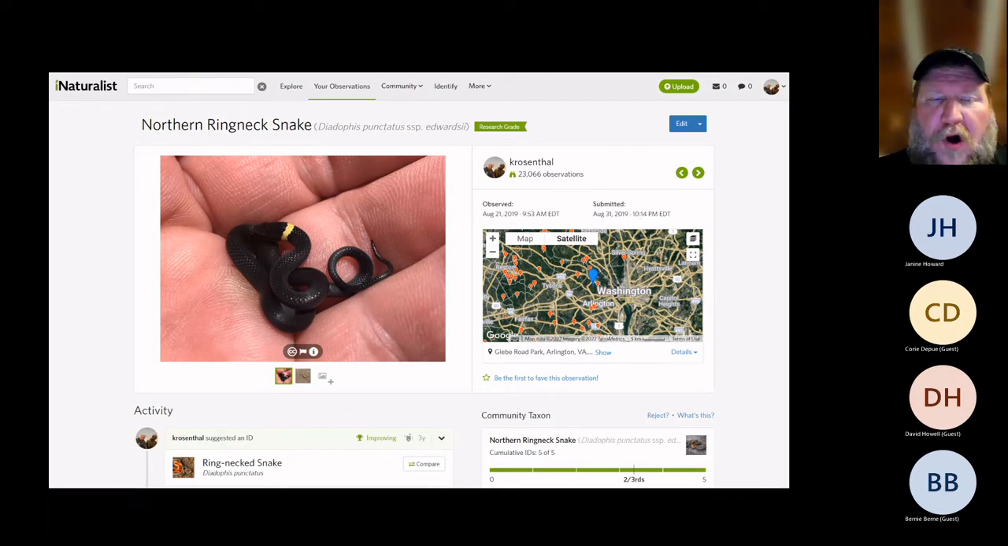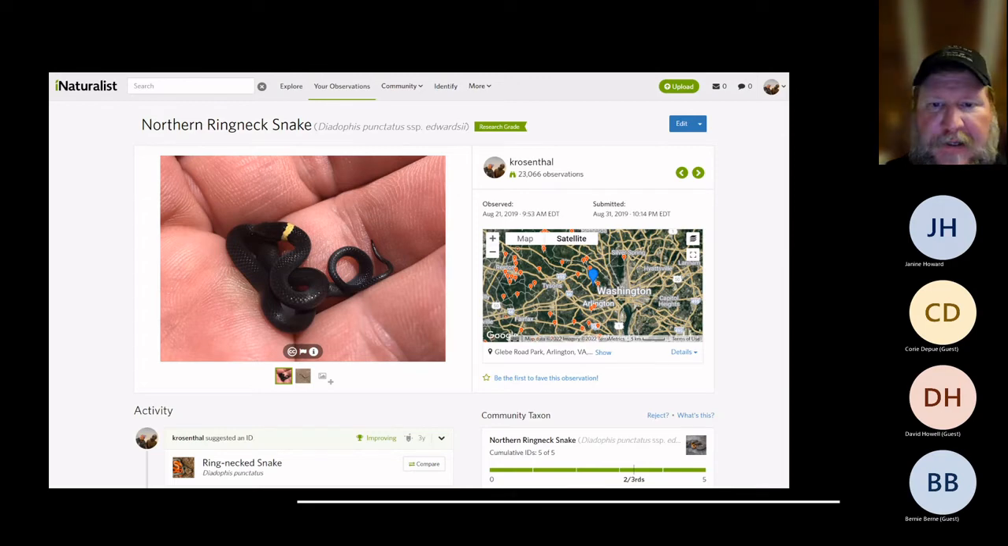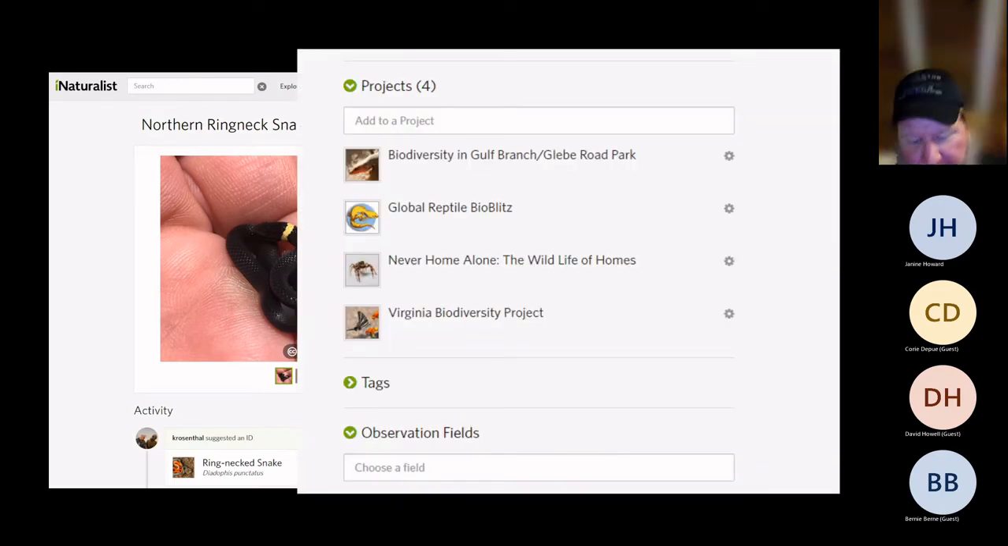On iNaturalist, if two-thirds of the people making identifications are in agreement, it becomes research grade, and I'll tell you why that's important in a second. I think I just had one other person agree with me, but 2 for 2 is 100%, so I got research grade. You can also go into projects.